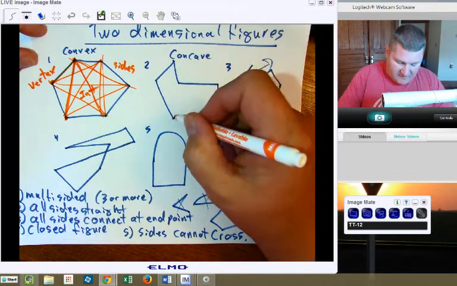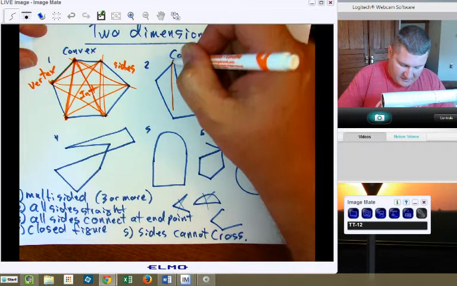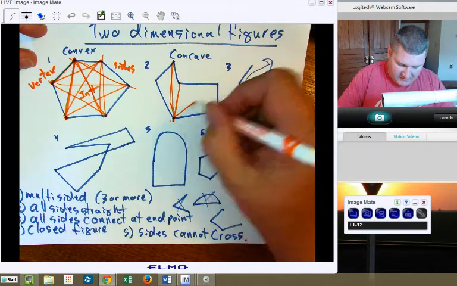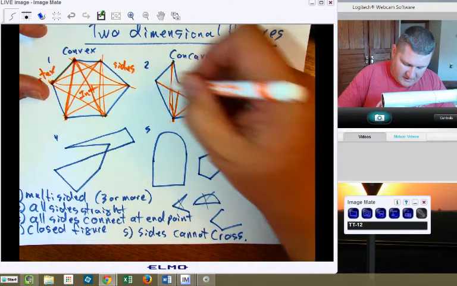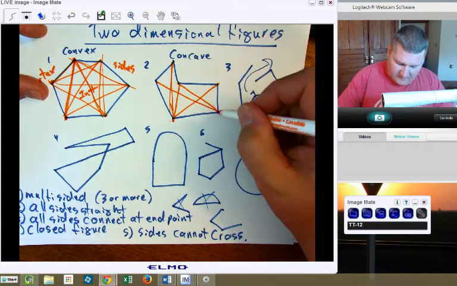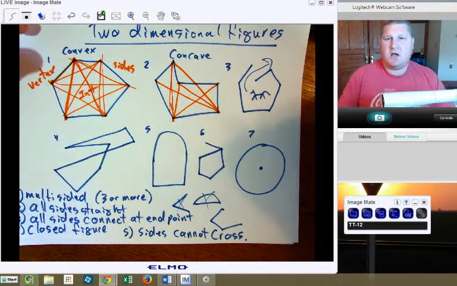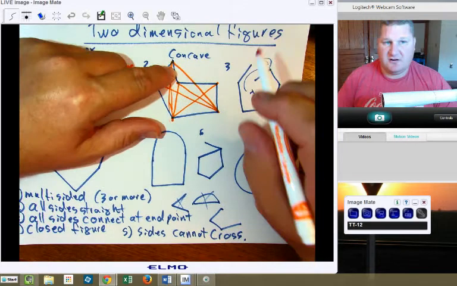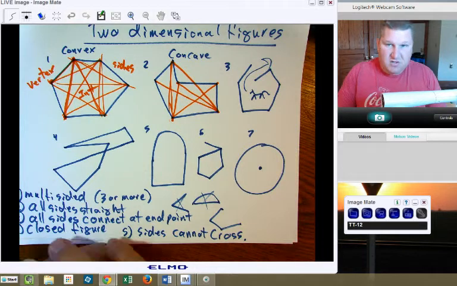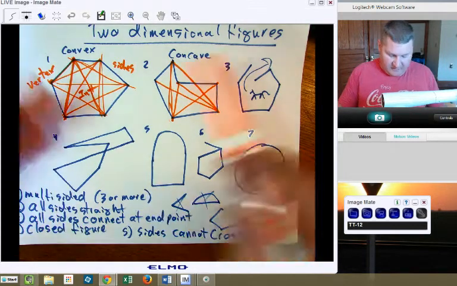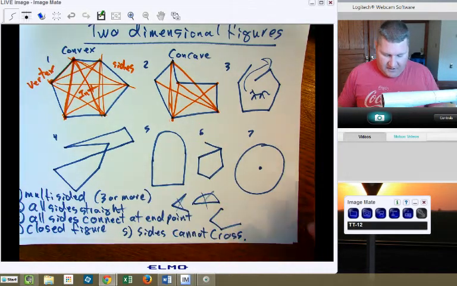Versus in a concave figure, I can draw a diagonal. That's very nice. And they all stay inside. Very nice. But this one moves outside the figure, and so it is no longer convex, but it is concave. So we have convex, concave, we have requirements for a polygon.